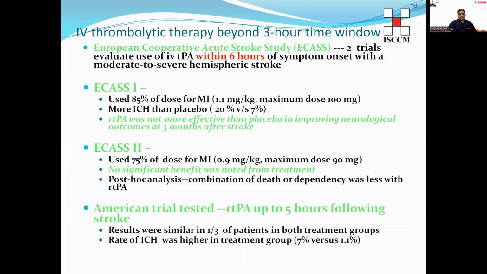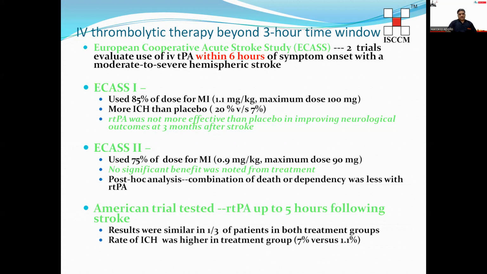IV thrombolytic therapy beyond the 3-hour window period. The European Cooperative Acute Stroke Study, ECASS. 2 trials evaluated use of IV tPA within 6 hours of symptom onset with moderate to severe hemispheric stroke. ECASS 1 used 1.1 times the MI dose, 1.0 mg per kg, maximum dose 100 mg. More ICH than placebo, 20% versus 7%. rt-PA was not more effective than placebo in improving neurological outcome at 3 months after stroke.